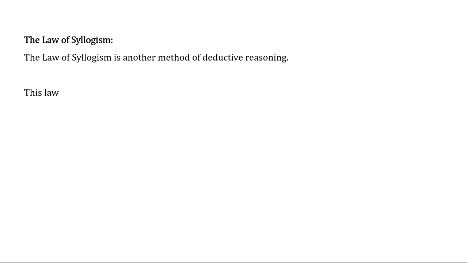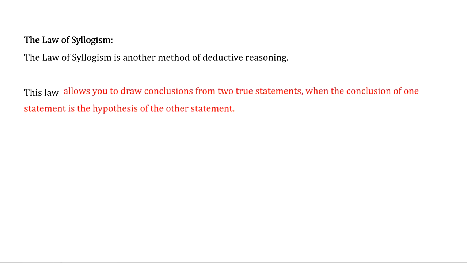Okay, the law of syllogism. It's another method for deductive reasoning. The first one, we're given a conditional, and then we're told that the conditional is true. We make a conclusion based on that. The law of syllogism allows us to draw conclusions from two true statements when the conclusion of one statement is the hypothesis of the next statement. So in our notation, if P then Q is true and Q then R is true, then P then R is also true.